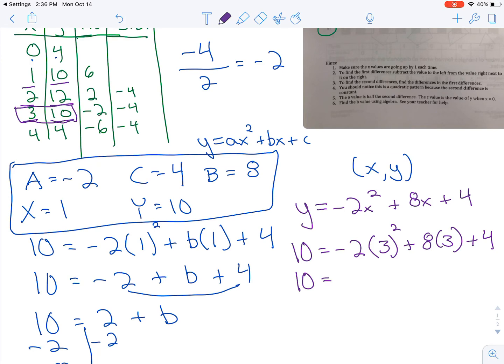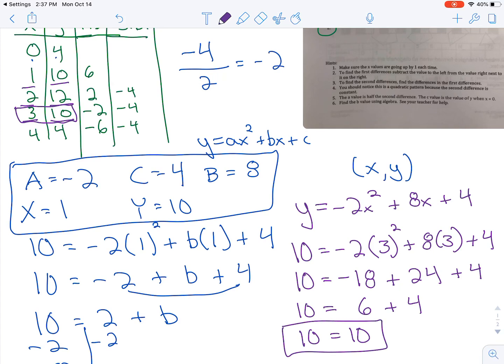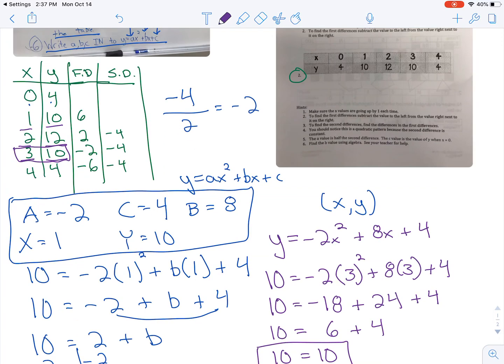So 10 is equal to 3 squared is 3 times 3. And 3 times 3 is 9. And 9 times negative 2 is negative 18. Plus 8 times 3, which is 24. Make sure you use order of operations. Plus 4. So 10 is equal to negative 18 plus 24 is just like 24 minus 18, which is 6 plus 4. And sure enough, 6 plus 4 is 10. So there it is with all the shown work. I have solved this problem, number 2.